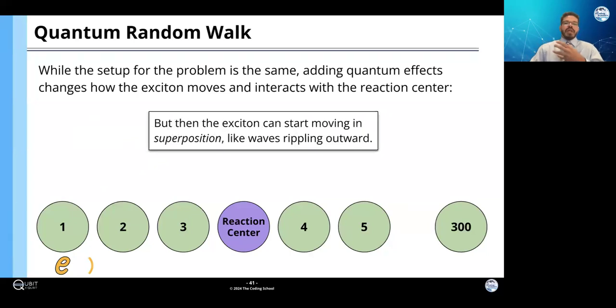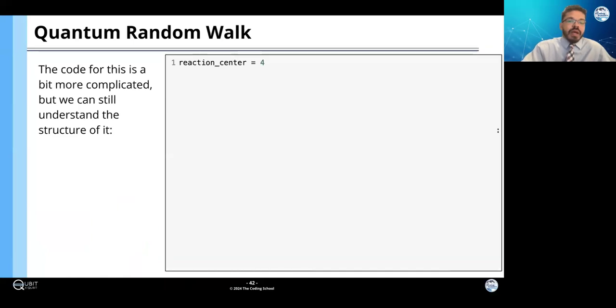But then the exciton starts moving in a superposition, like waves rippling outward in this case. And what I want you to think of is, remember the two-slit experiment, where our photon or our electron or our quantum object would travel through both paths at the same time? Now you can think of the exciton traveling along all the different paths between the pigment molecule that was created and the reaction center at the same time, in a superposition. So that's kind of complicated to simulate, but we're going to walk through some structure.